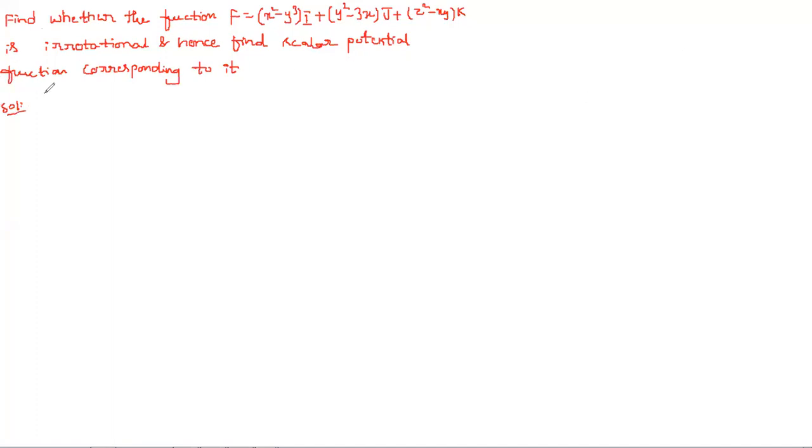So for checking irrotational, which condition has to be satisfied? Curl f is equal to 0 bar, right? So directly we are writing curl f, which is simply del cross f, right? So this is equal to del cross f, and we are going to use the determinant i, j, k. In del, the i coefficient is dou by dou x, this is dou by dou y, and this is dou by dou z. And coming to this, the i coefficient is x square minus y cube, this is y square minus 3x, and this is z square minus xy, right?